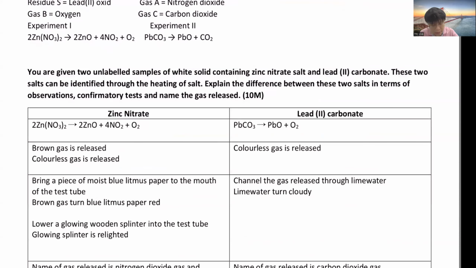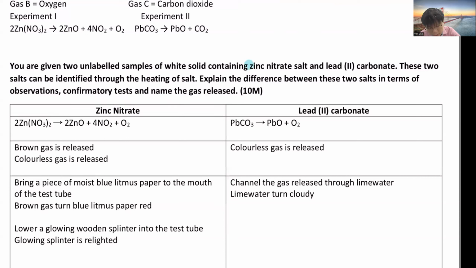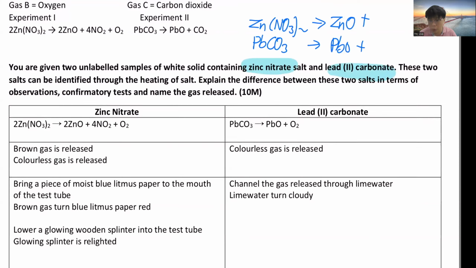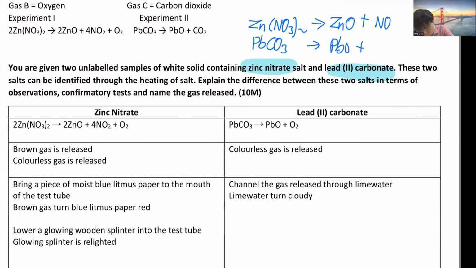Now, another type of question that is coming up in the acid potential is they're going to ask you to compare and contrast. They're going to heat 2 chemicals. One is zinc nitrate. Another one is lead carbonate. So very simple. Both, if you heat, will become oxide. Plus, the NO3 will come out as gas, NO2. Then CO3 will come out as CO2. So you can start to explain.